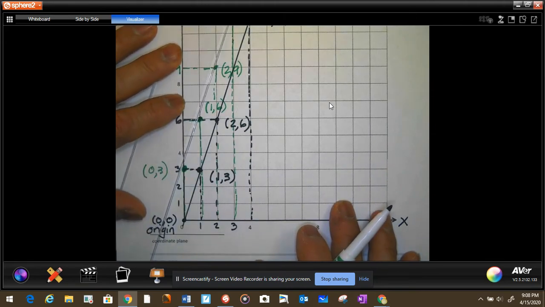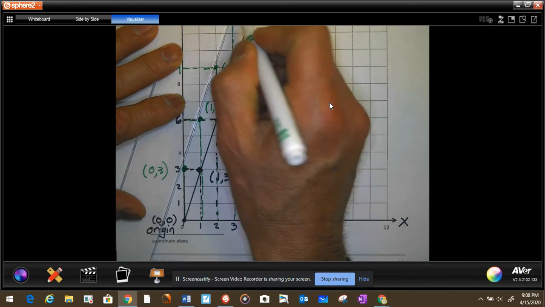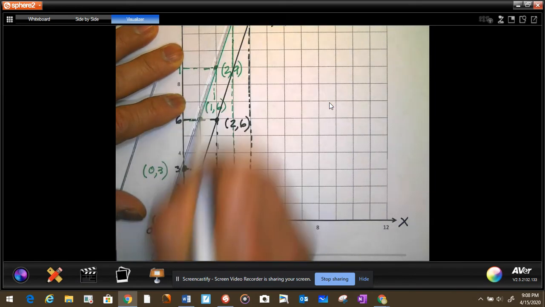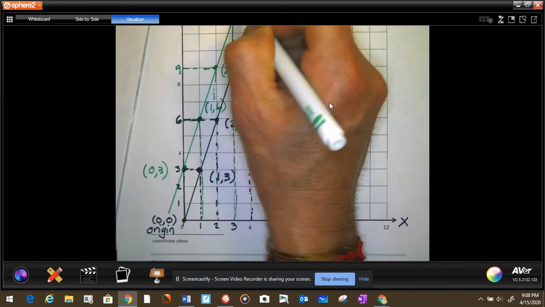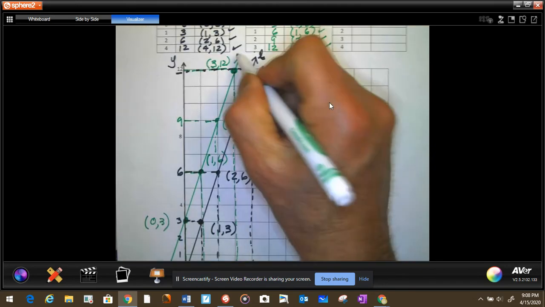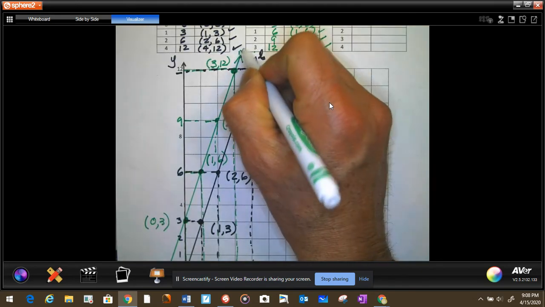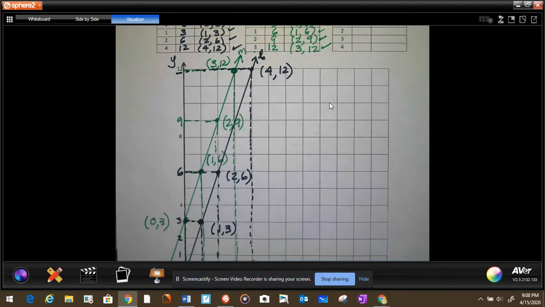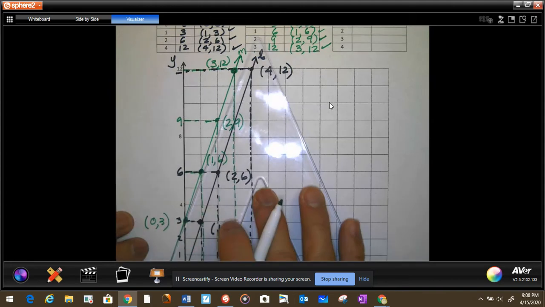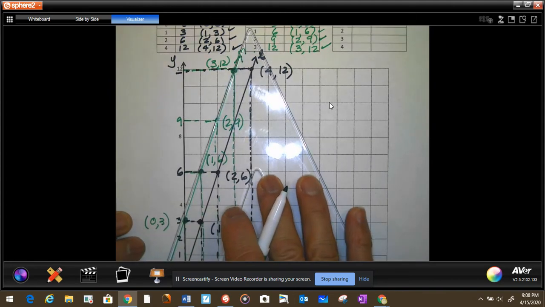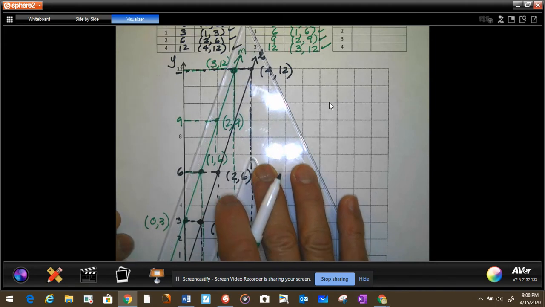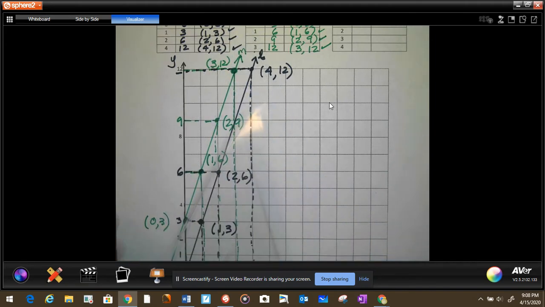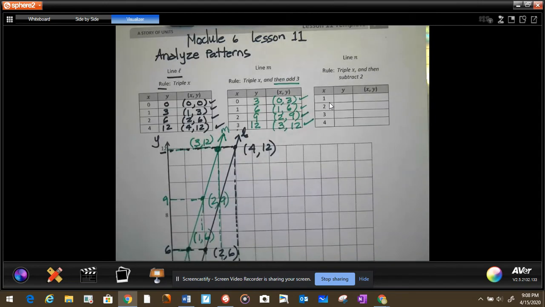Line M is parallel to line L. However, it doesn't start on the origin, and it is moving away from the x-axis. So it's going to continue to move that way as we increase y, the value of y is going to start moving that way.